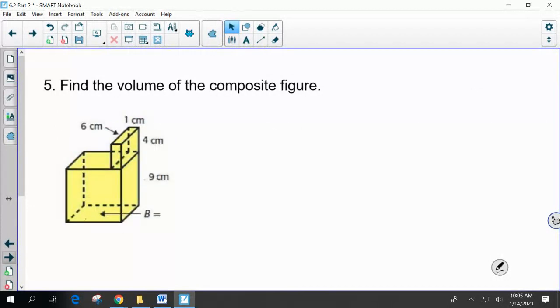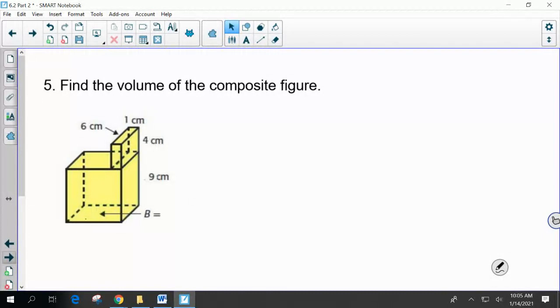Okay, number 5, we're finding the volume of this composite figure. Somebody yesterday said this looked like a washing machine. It kind of does. It looks like a stove or a sink. Looks like one of those sinks with the backs. So anyways, I never looked at it like that, it looked like a stove or a washing machine.